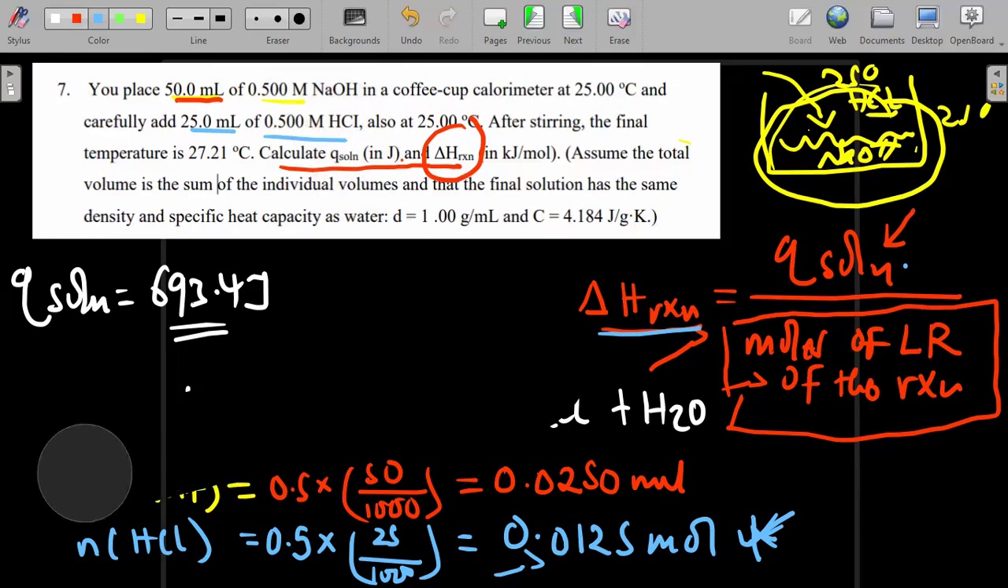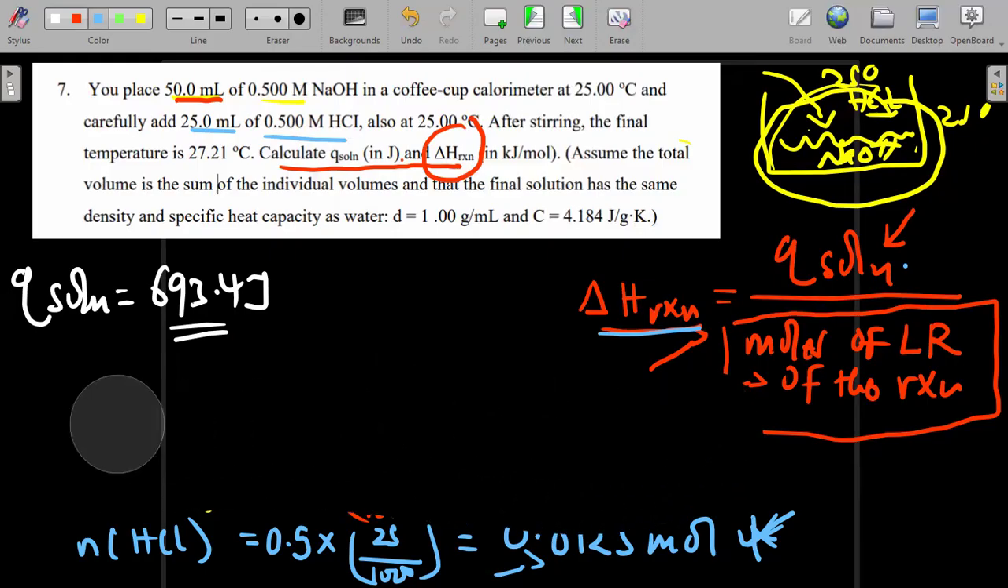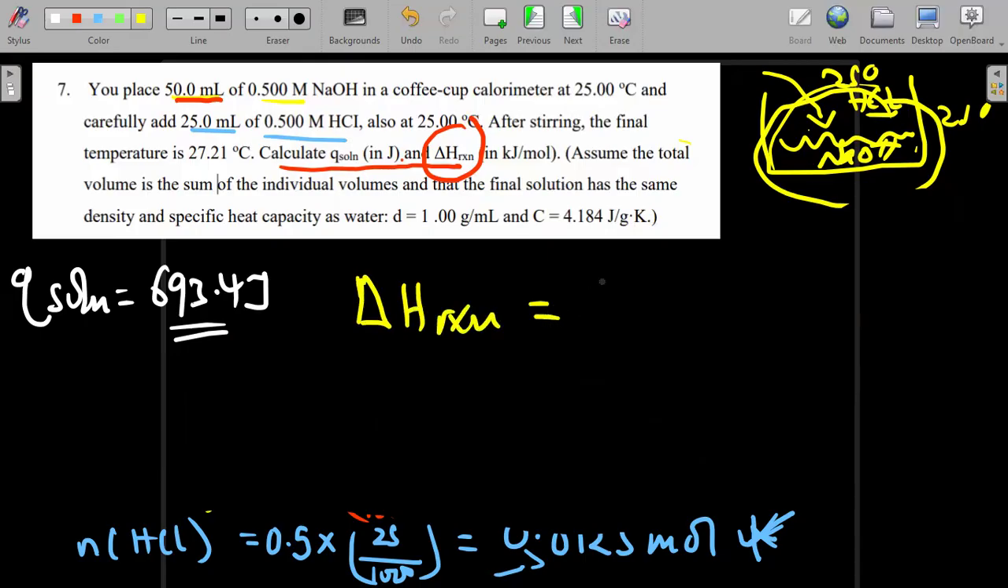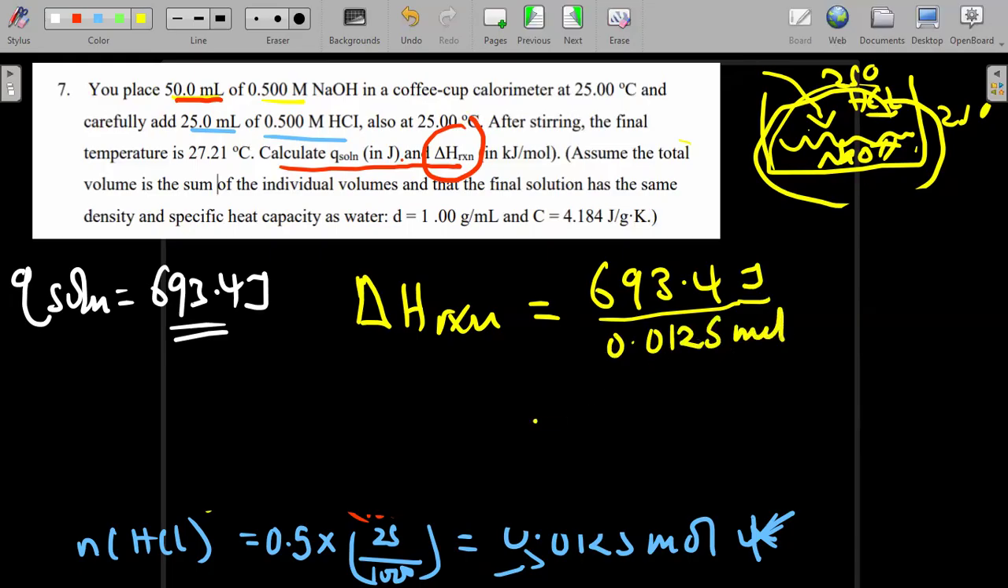Okay, so we're going to create some space here. Let's calculate the change in the energy of the reaction. The change in the energy of the reaction will be equal to Q solution, which is 693.4 joules, divided by 0.0125 moles. So this is what I have. Punch this onto your calculators. I'm getting what?